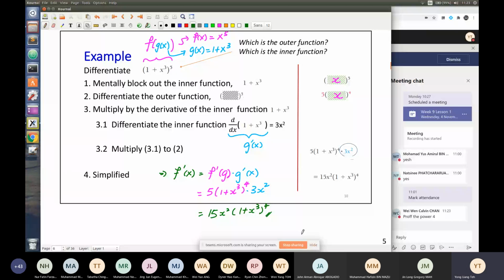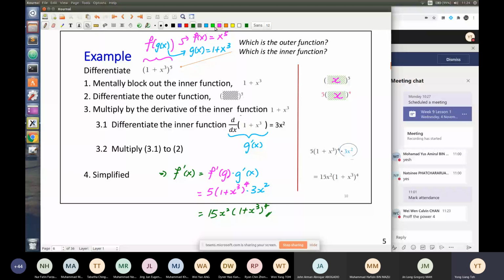So personally, if you do not like this mentally block out inner outer function kind of approach, it's totally okay, because I also don't do it this way. Of course, if you practice long enough, you can do the chain rule just by so-called familiarity. However, if you are not familiar, I strongly recommend you to write the composite function out.